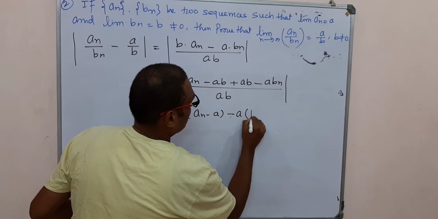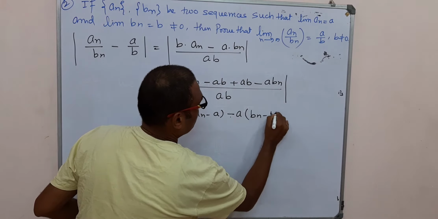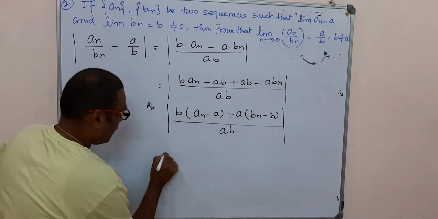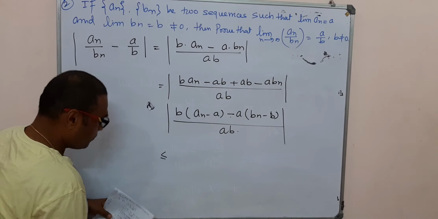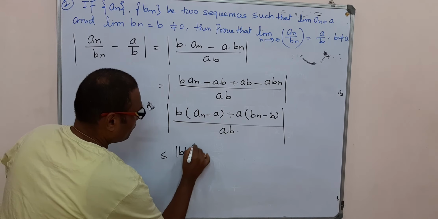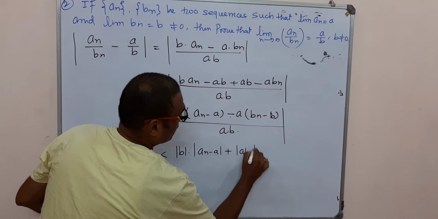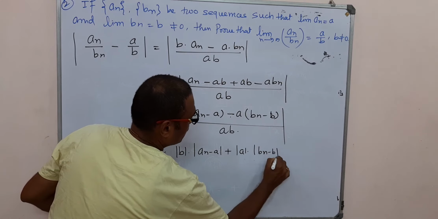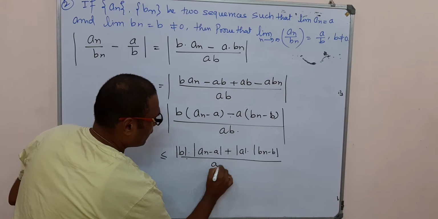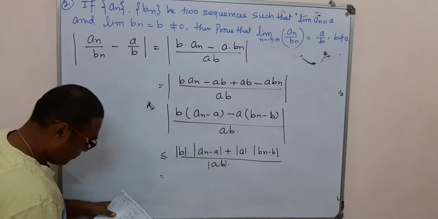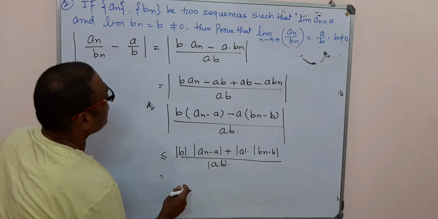Then we have |(bn(an − a) − b(bn − b))| divided by |a·b|, which is less than or equal to |b|·|an − a| + |a|·|bn − b|, all divided by |a·b|.